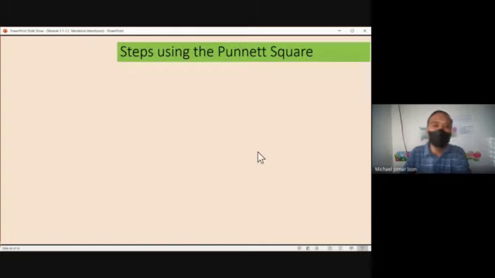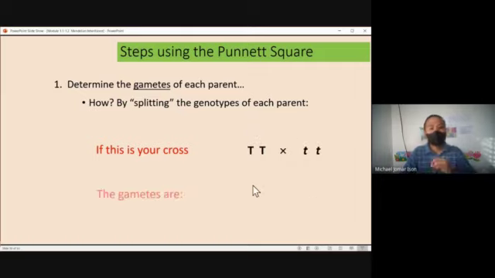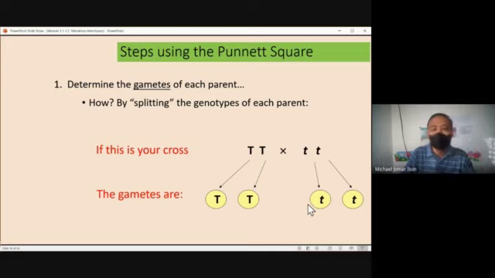So the first step in order to do the Punnett square is for you to determine the gametes, and this is done by splitting the genotypes of each parent. So if this is your cross, the homozygous dominant and the homozygous recessive, you get the gametes simply by splitting the letters of the genotype of your particular parent. In this case, the homozygous dominant will produce gametes containing the dominant allele, the big T and the big T, and the other parent will be split into the small t and the small t gametes. So that's the first step that you need to do.